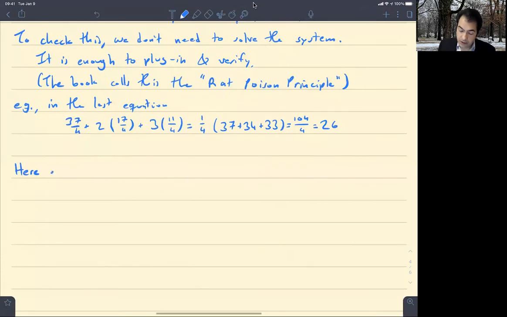Here, each equation represents a plane in R3. And these three different planes have intersected in a single point, and we found the coordinates at that point.